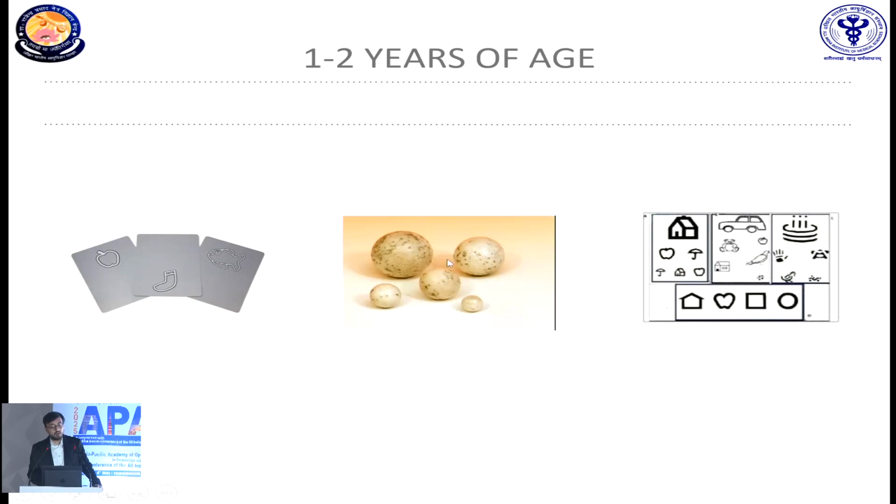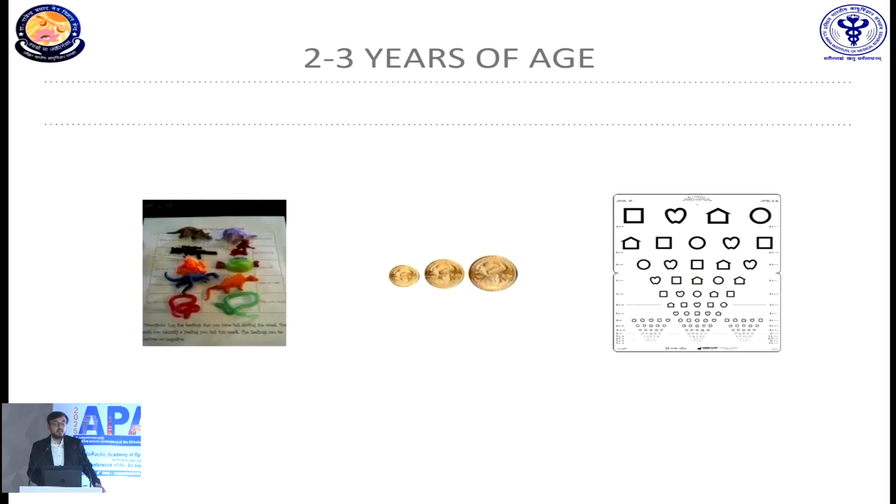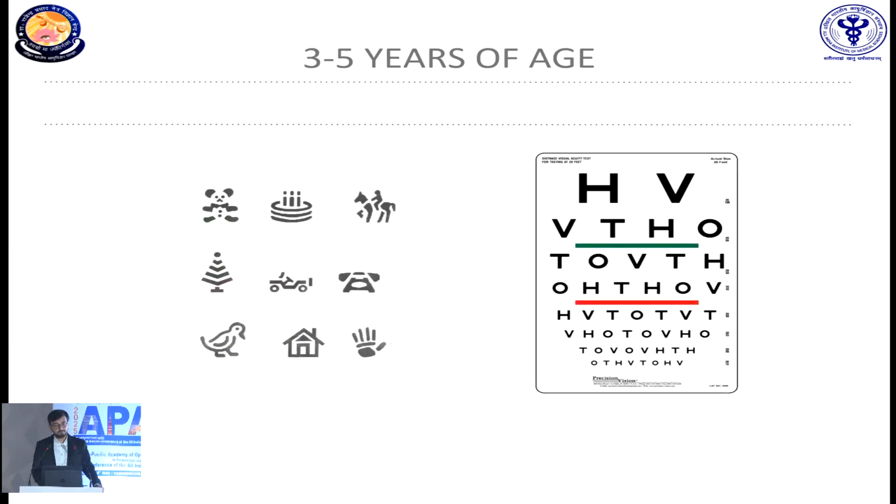Then ivory marble ball test. Then you have Sheridan-Gardiner for young children. Miniature toy test, where on screen the same toy is shown in a bigger size and the child has to pick up the toy of the small. Then coin test, and then you have Lea symbols.